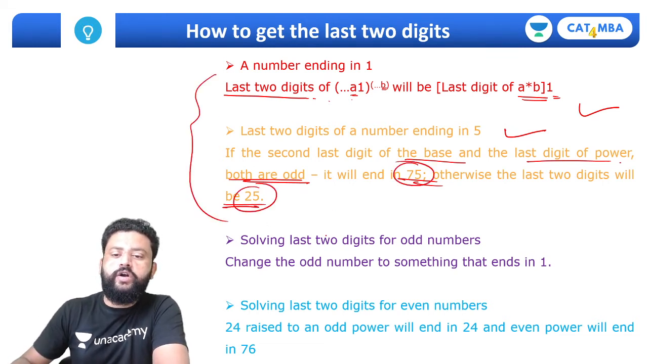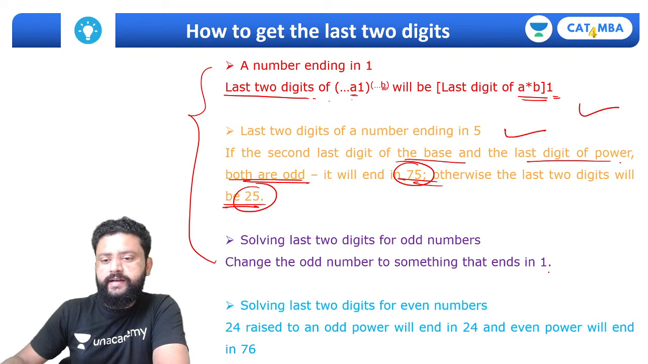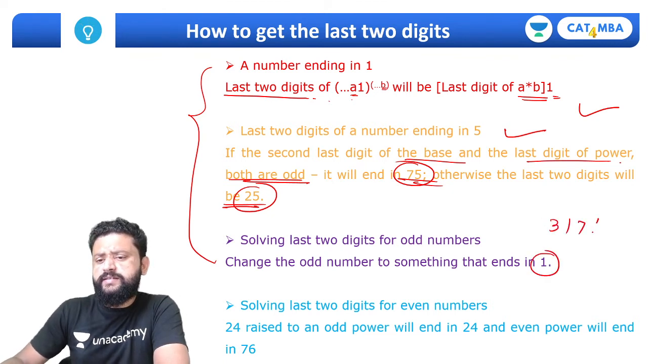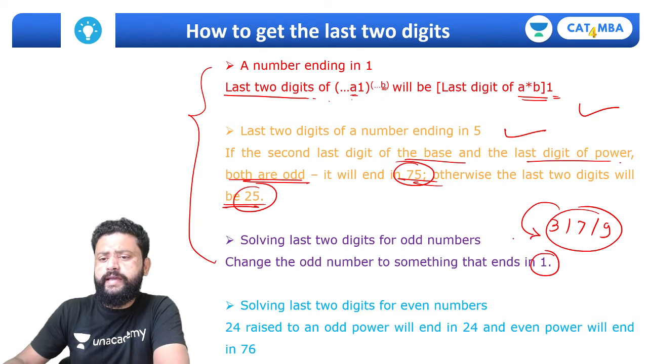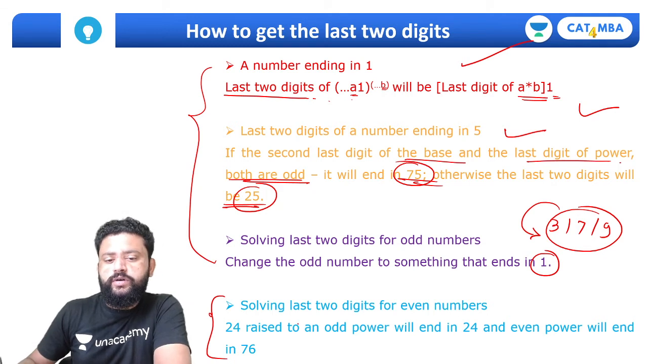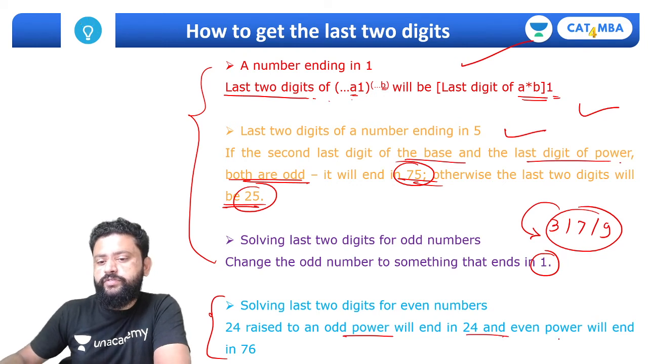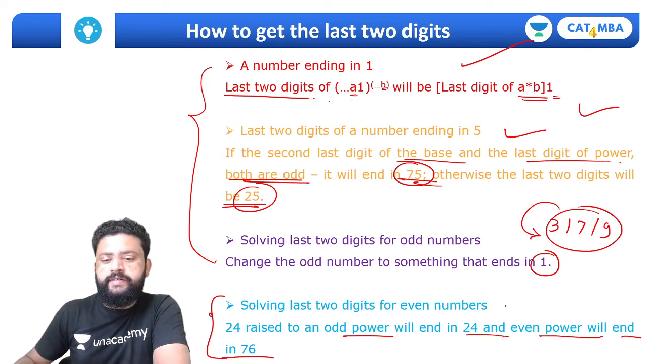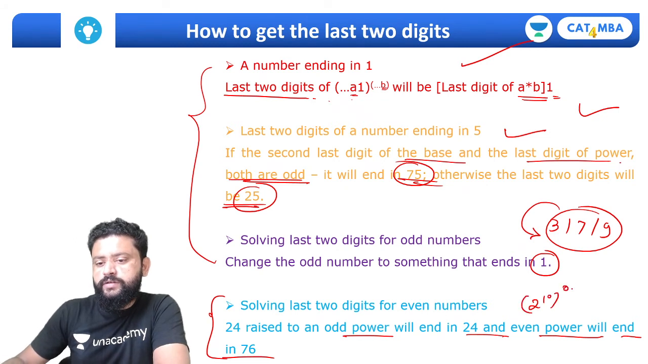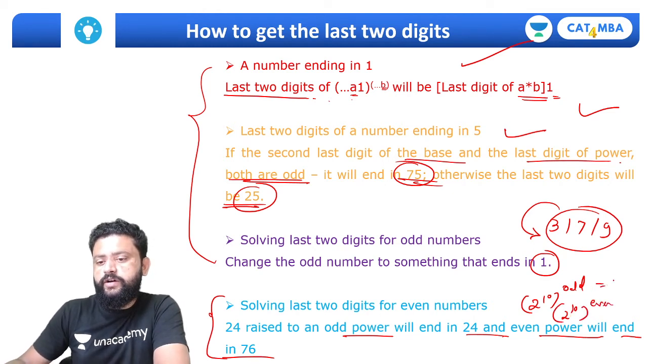So we are done with all odd numbers now, because for the other odd numbers we have to bring them to 1. Like if 3, 7 or 9 comes, we will bring it to 1 and then apply this rule. So odd numbers done. And for even numbers, what is the rule? We will get the powers of 2. 24 raised to an odd power will remain 24 and an even power will end with 76. So we'll use 2 to the power 10's odd power and 2 to the power 10's even power. We are going to use this here: odd power gives 24, even power gives 76. Just we discussed how to solve it.